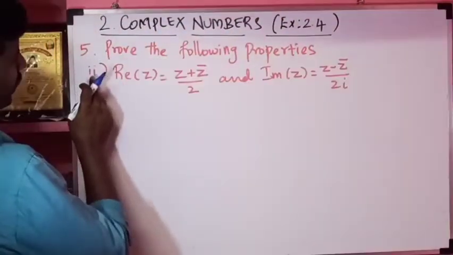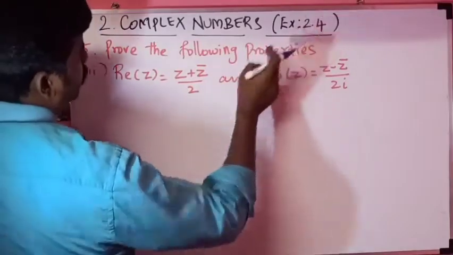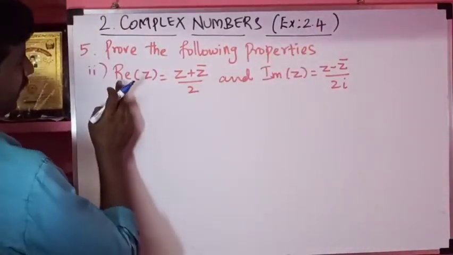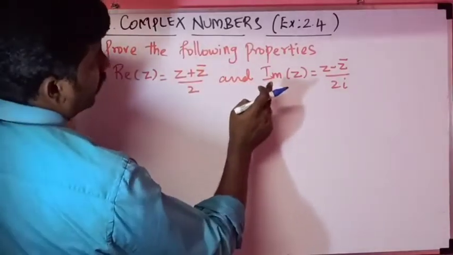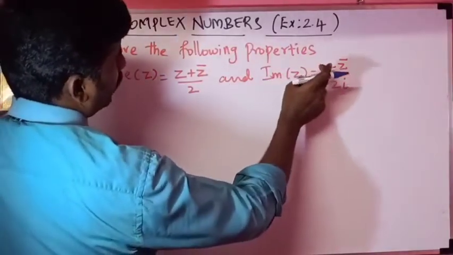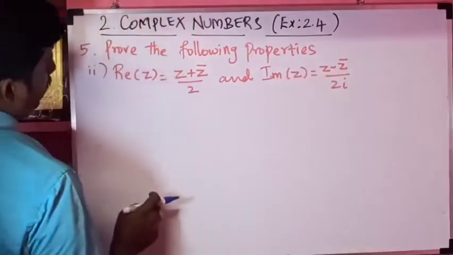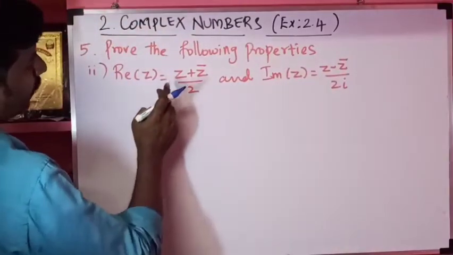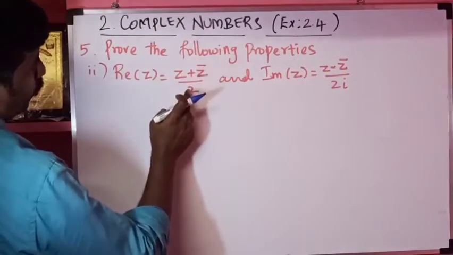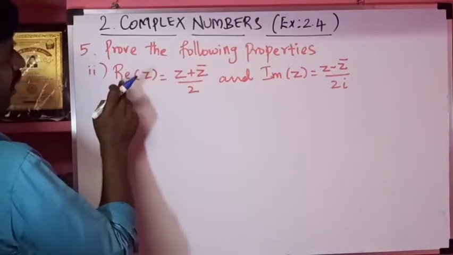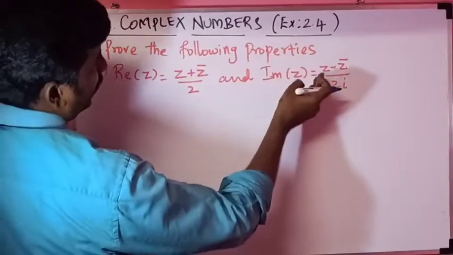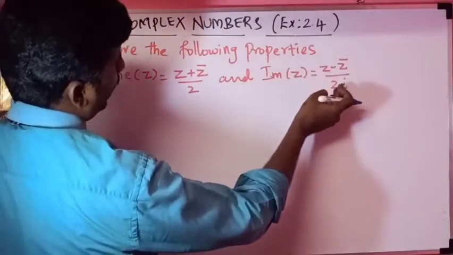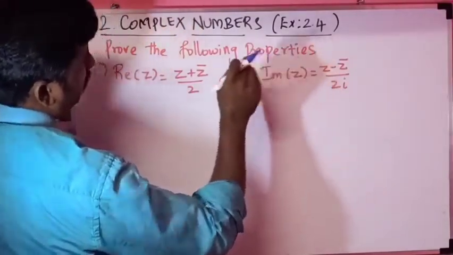See the second question in fifth problem in exercise 2.4. Real of z is equal to z plus z bar by 2 and imaginary of z is equal to z minus z bar by 2i. நல்லா கவனிங்க, என்ன ப்ரூவ் பண்ணுவீங்க? z plus z bar by 2. So this is the real of z, right? இப்போ பாருங்க. So அதுக்கப்புறம் இன்னொரு ஸ்டேட்மெண்ட் என்ன? z minus z bar by 2i, which is the imaginary part of z.